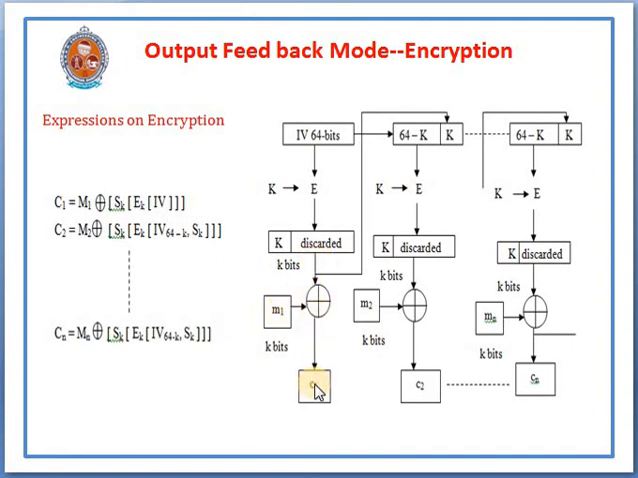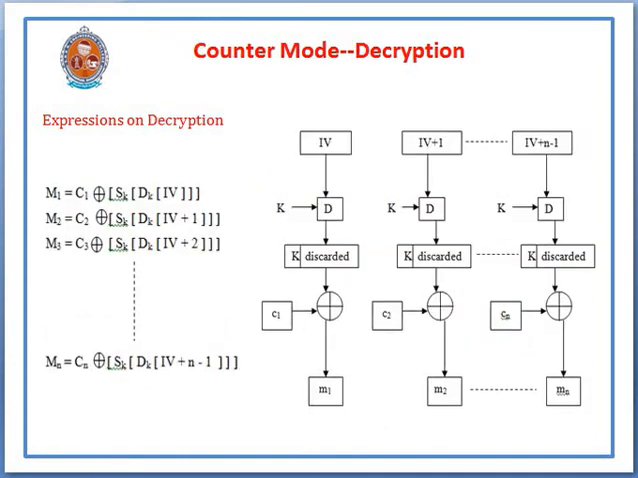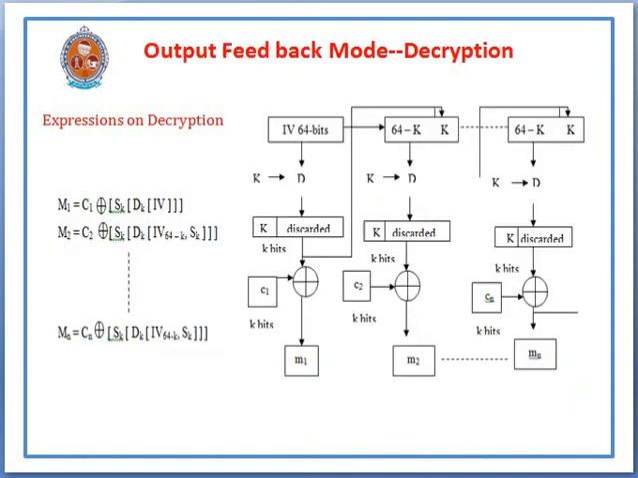Here the important point is the output of the selected K bits is forwarded to the next round. In the earlier method the C1 bits are forwarded to the next round. Here the input to the plus circle is forwarded to the next round. So finally here also we have to merge C1, C2 and so on Cn to get the ciphertext. And this diagram shows the output feedback mode decryption process. The decryption process is the inverse of the encryption process.